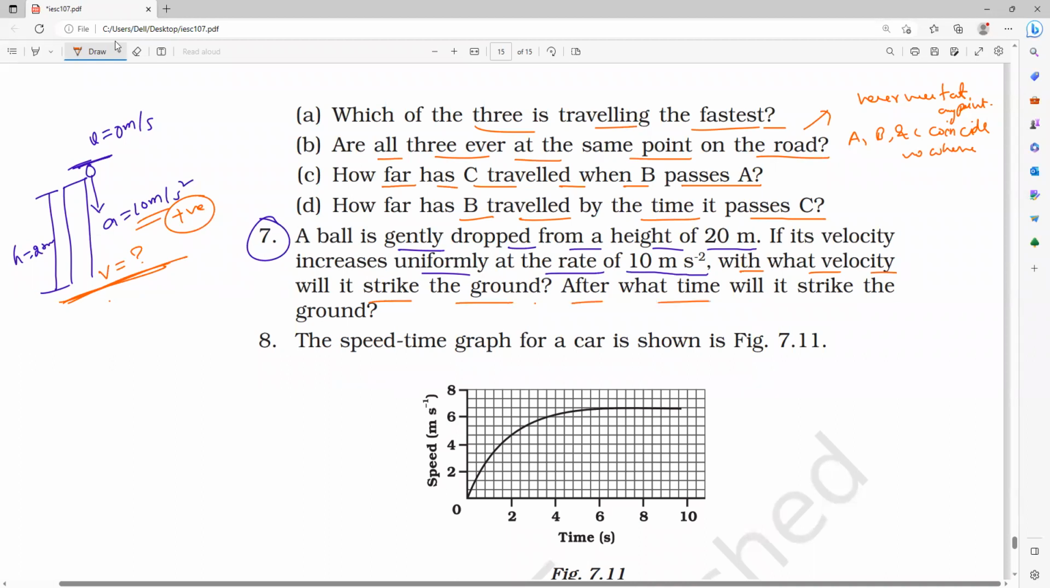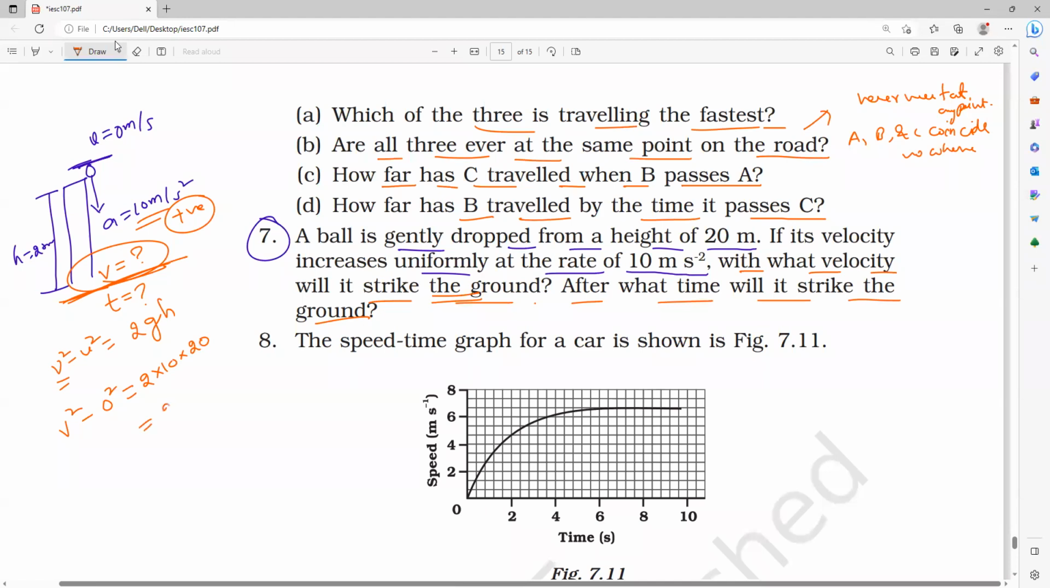And after what time will it strike the ground? Time we should also find. First, let us find velocity. For finding velocity, which equation? The third equation: v square minus u square equals 2gh. We want to find the final velocity. So final velocity square minus initial velocity square, 0 square, equals 2 into 10 into 20.